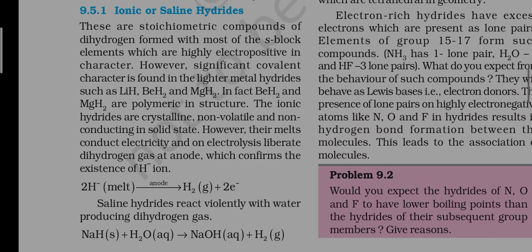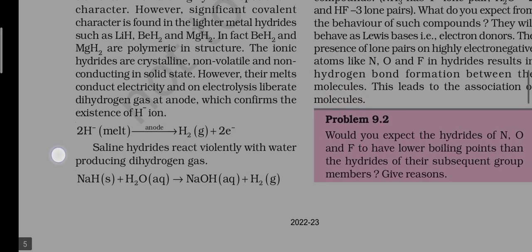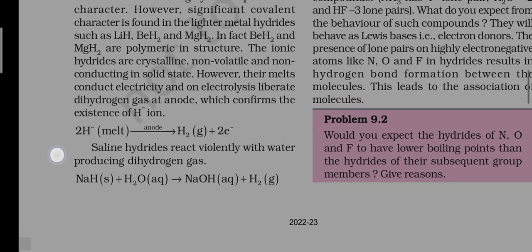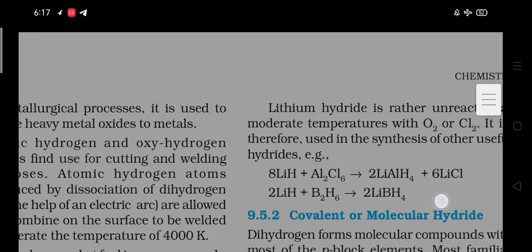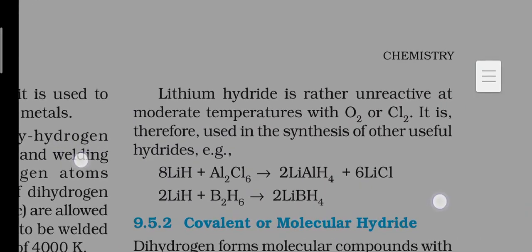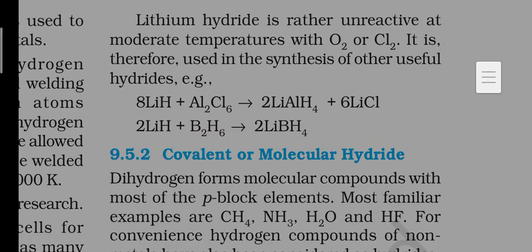In fact, beryllium hydride and magnesium hydride are polymeric in structure. The ionic hydrides are crystalline, non-volatile and non-conducting in solid state. However, their melts conduct electricity and on electrolysis liberate dihydrogen gas at anode, which confirms the existence of H-negative ion. Saline hydrides react violently with water producing dihydrogen gas. Lithium hydride is rather unreactive at moderate temperature with oxygen or chlorine. It is therefore used in the synthesis of other useful hydrides.